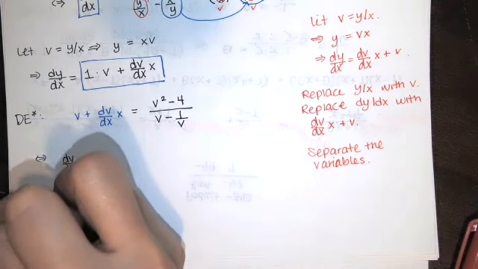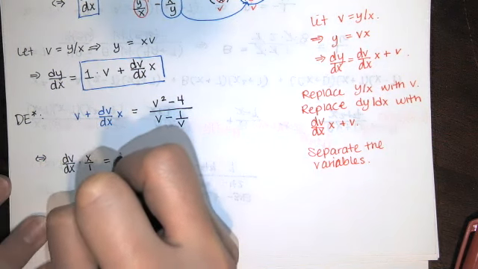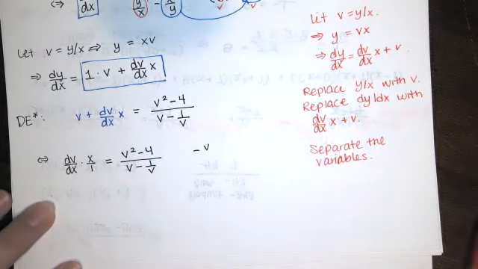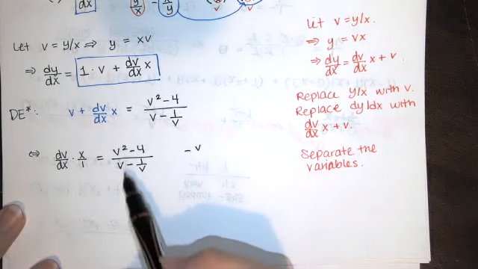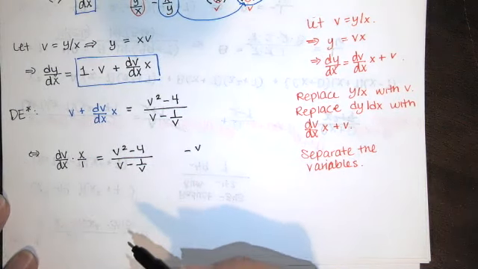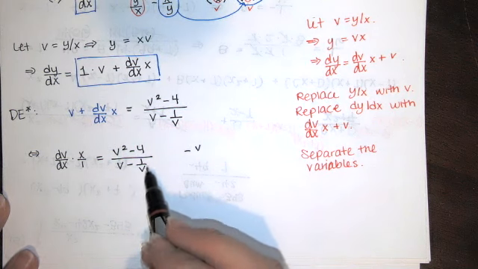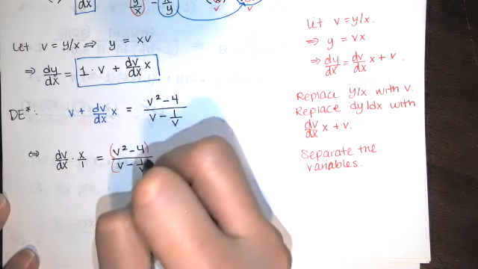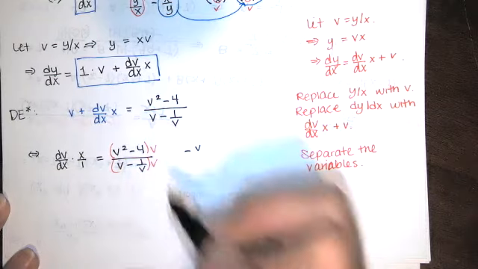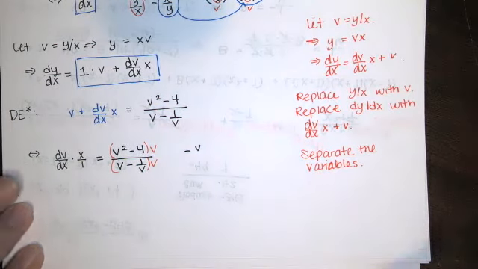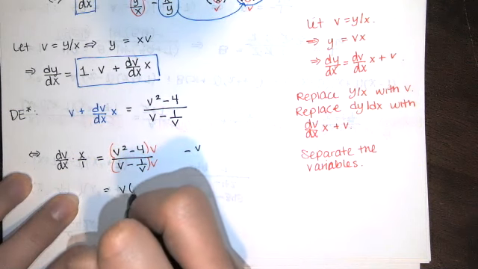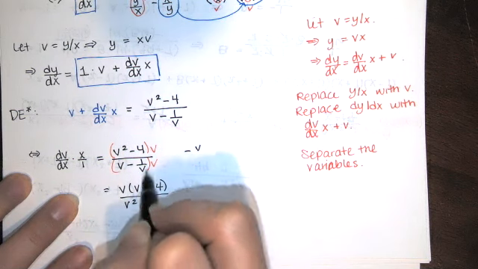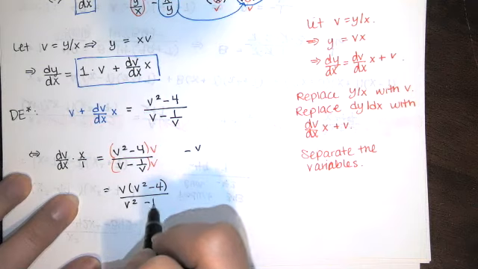So we'll have dv dx times x over 1 equals v squared minus 4 over v minus 1 over v, minus v. Now, in order to simplify this, I see I've got fractions within a fraction. I would recommend multiplying the numerator and denominator here by v, just to get rid of that fraction within a fraction expression. So multiply that numerator by v and that denominator by v, and that's just multiplying by 1. It doesn't change anything. So we end up with v times the quantity v squared minus 4 over, if you distribute that, v times v is v squared. V times negative 1 over v is just going to be a negative 1.